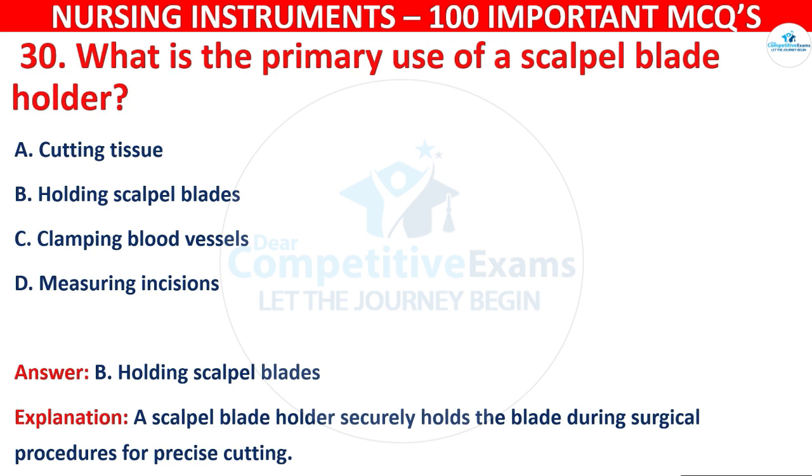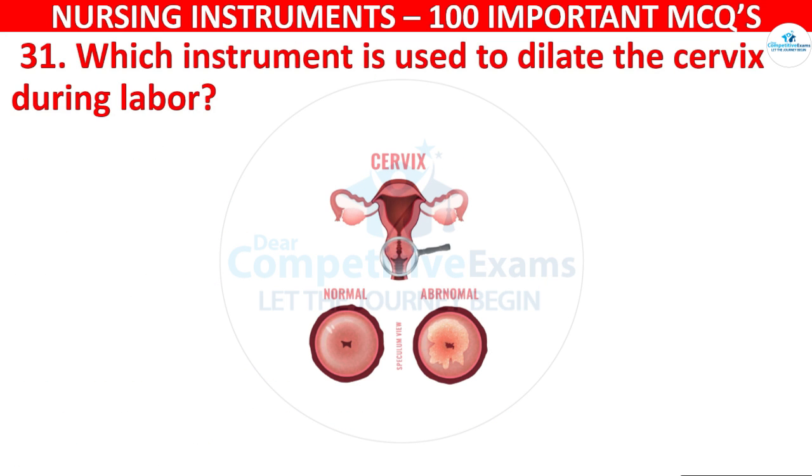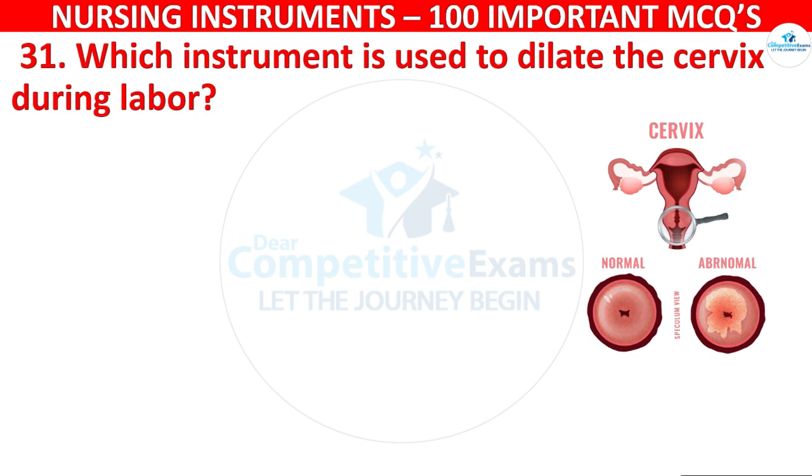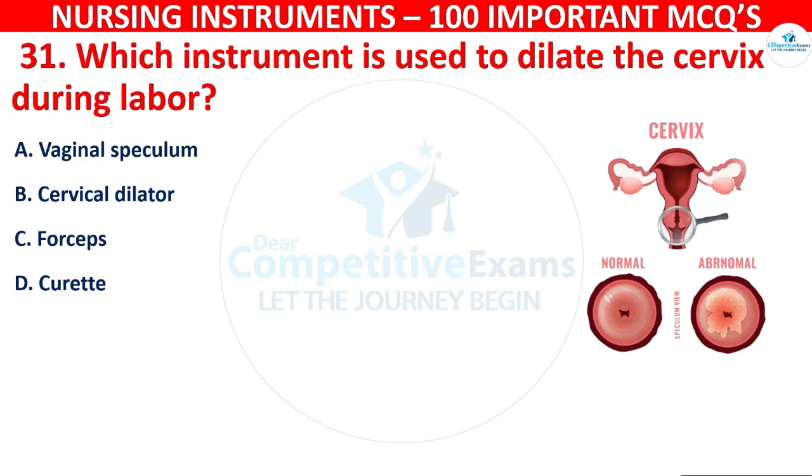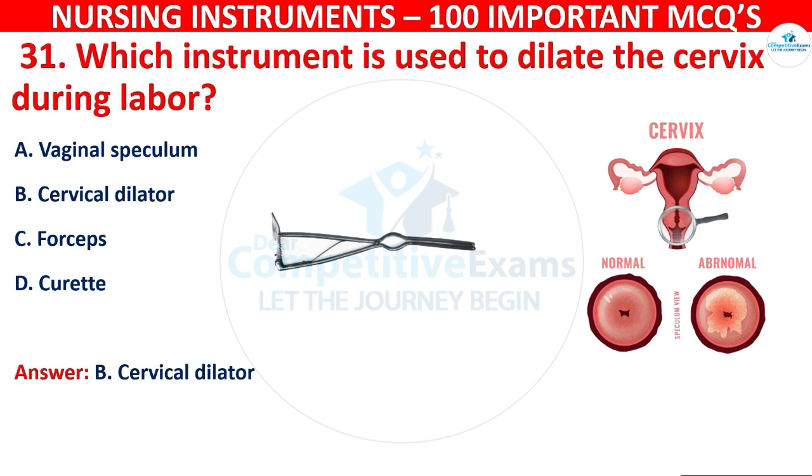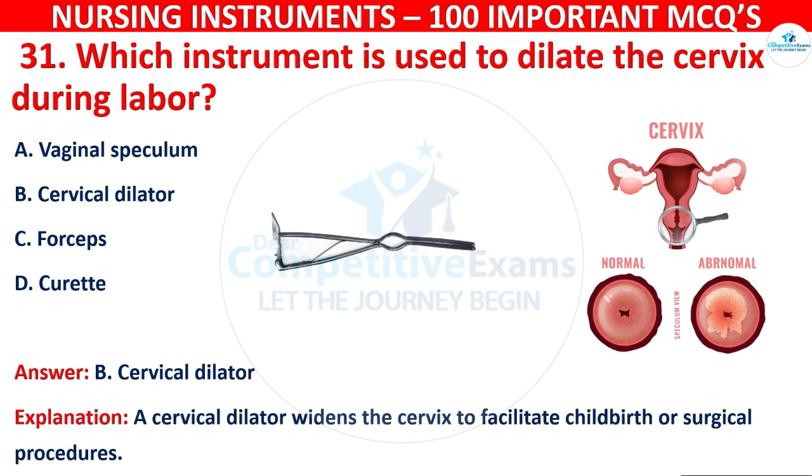Question number 31. Which instrument is used to dilate the cervix during labor? Your options are vaginal speculum, cervical dilator, forceps, and more. The correct answer is B, that is cervical dilator. A cervical dilator widens the cervix to facilitate childbirth or surgical procedures.